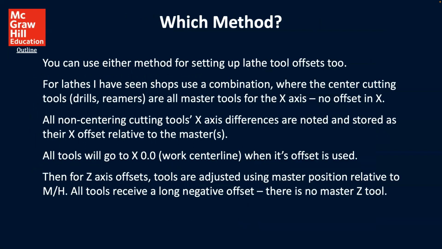So which method? You can use either method for setup of lathe tool offsets. For lathes, and this is the author talking, I have seen shops use a combination where the center cutting tools, drills, reamers, are all master tools for the X-axis, with no offset in X. For all non-centering cutting tools, X-axis differences are noted and stored as their X offset relative to the masters. All tools will go to X 0.0, the work center line, when its offset is used.